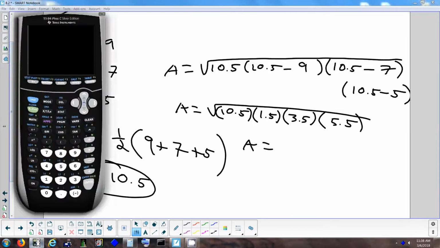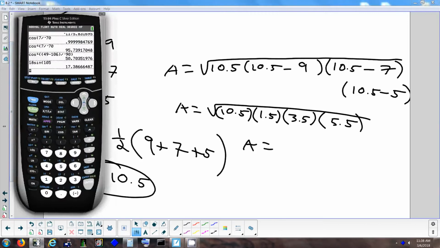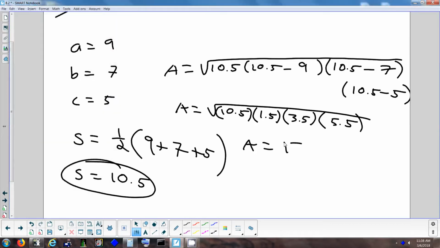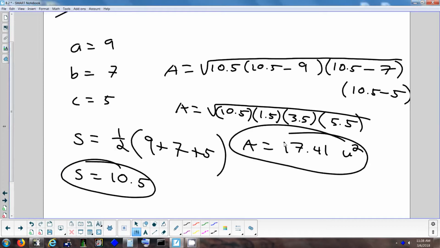Okay, so the area is, you can type it with parentheses like that, or you could just hit the times symbol. I would just hit the times symbol. It's less buttons. 1.5 times 3.5 times 5.5. So the area of the triangle is 17.41 square units. Okay, if you were measuring in inches, it would be square inches, feet, square feet, and so on.